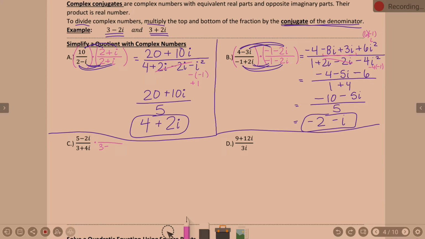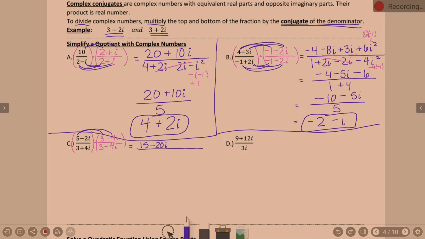Okay. Multiplying by the conjugate of the denominator, where you just changed that middle sign, so it's 3 minus 4i. What I do on bottom, I do on top. And again, on both top and bottom, we are FOILing. Okay, 5 times 3. 5 times minus 4i.